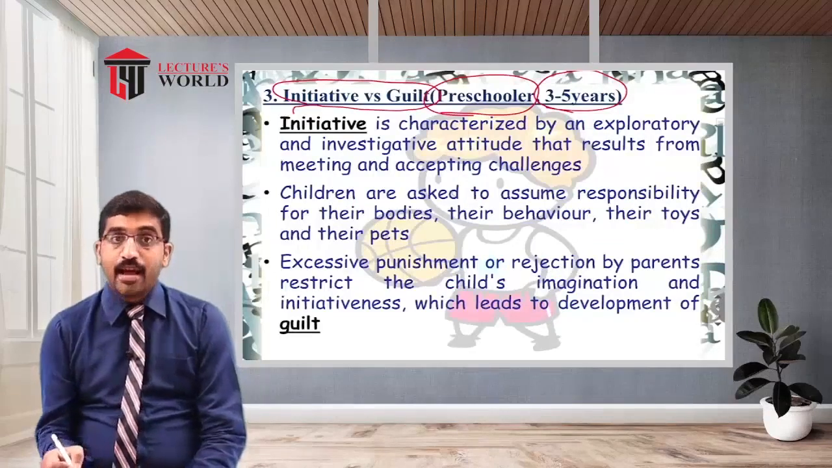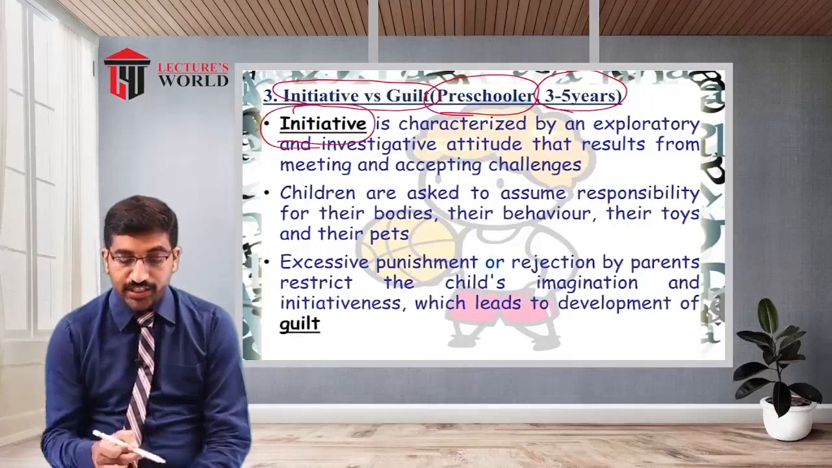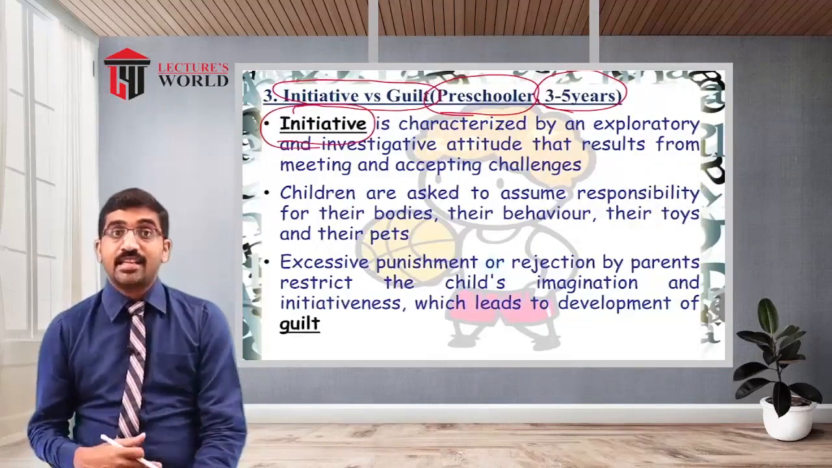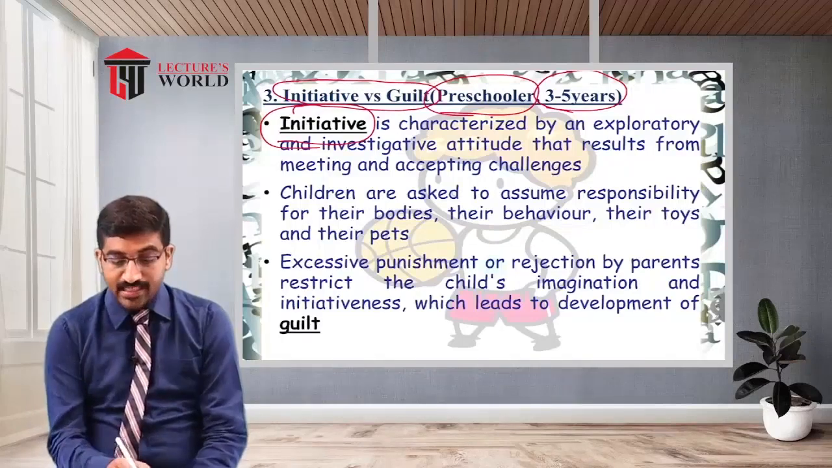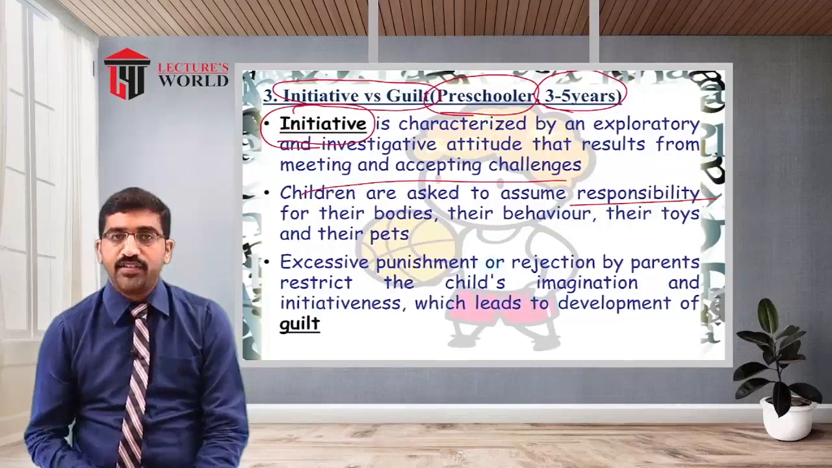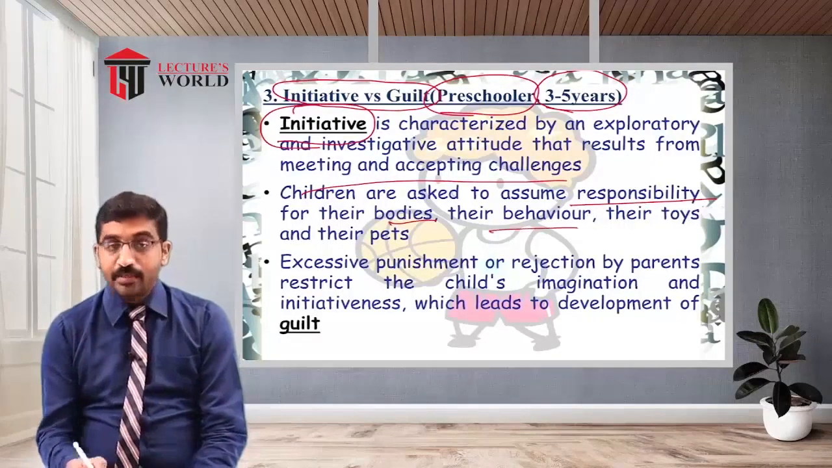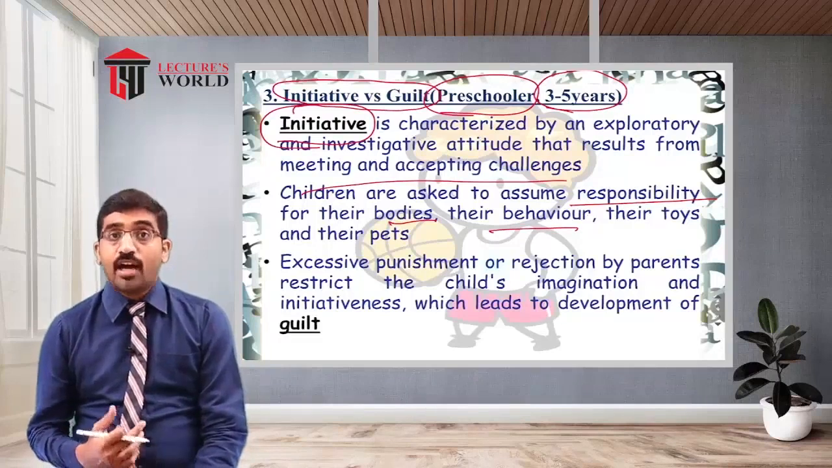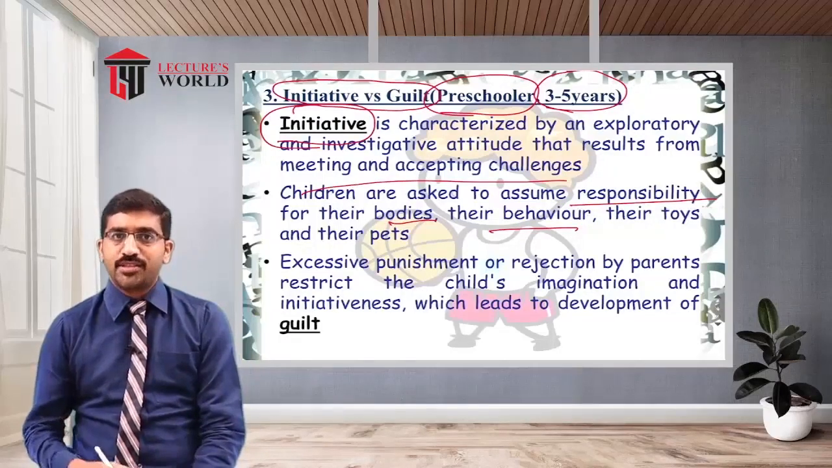Initiative: see the diagram in the background, how the child is standing. He is taking initiative. Initiative means expressing himself to do something, taking control over himself, meeting and accepting challenges, taking responsibility. Maybe at 3 to 5 years, they may start playing by themselves, for their body, their behavior. Sometimes they may say, I will wash myself, I will take a bath myself, I will drink tea myself, I will cook myself for good food also. Such an attitude they will show.